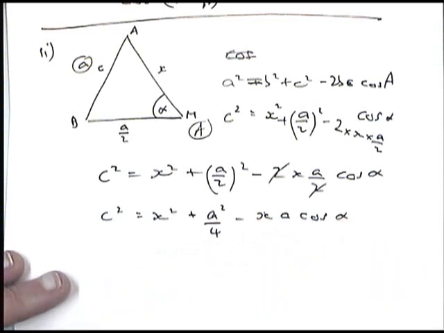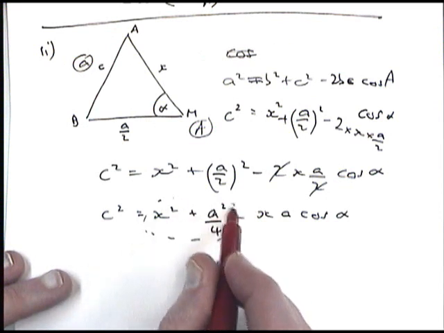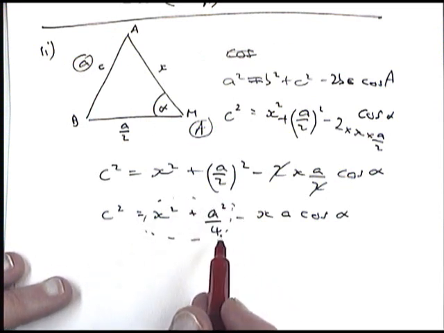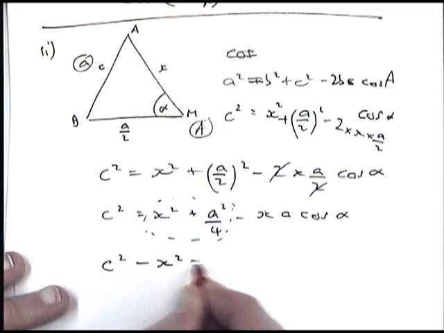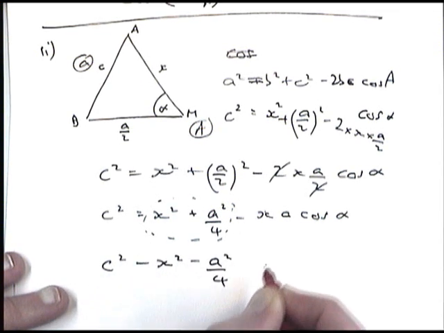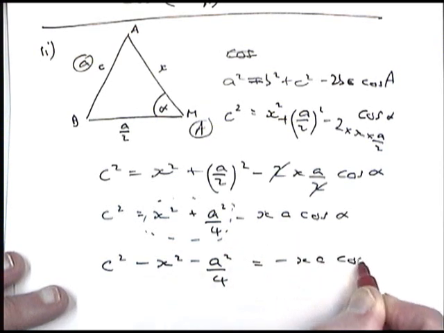I'm trying to get the cos alpha on its own, so I can shift this bit here onto the other side. They're adding things on this side, they'll be taking away on the other side. So I get c squared, take away x squared, take away a squared over 4 equals, this is what's left, minus xa cos alpha. Okay.